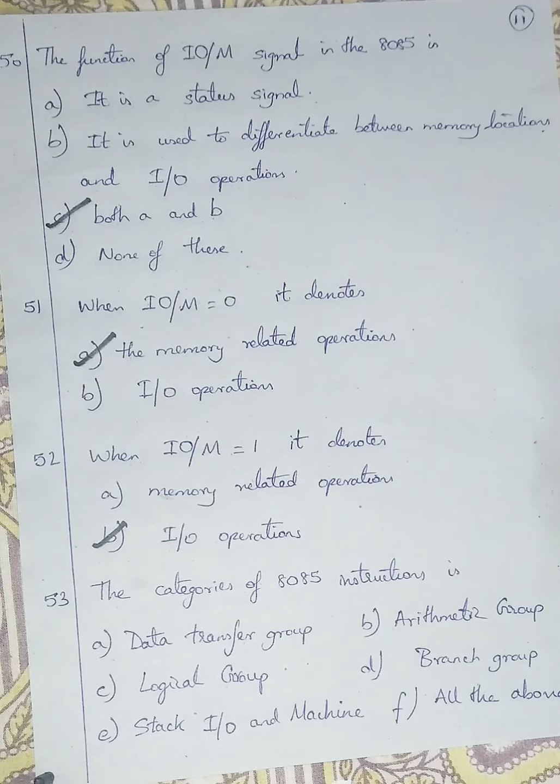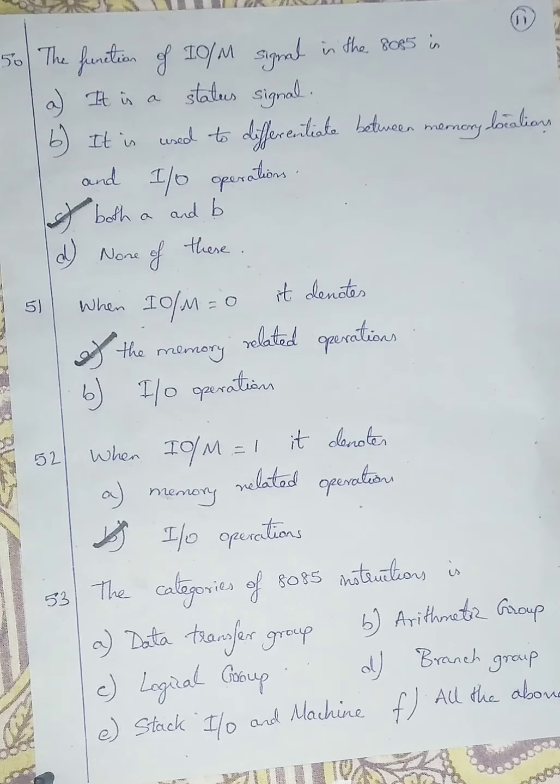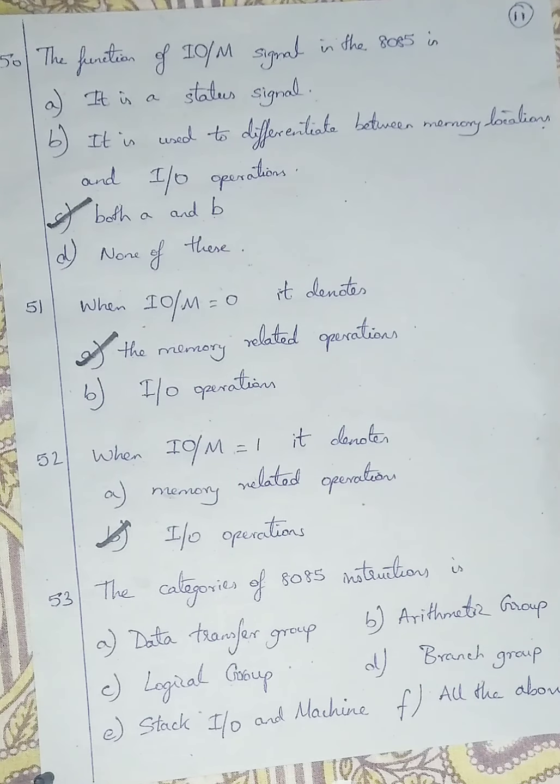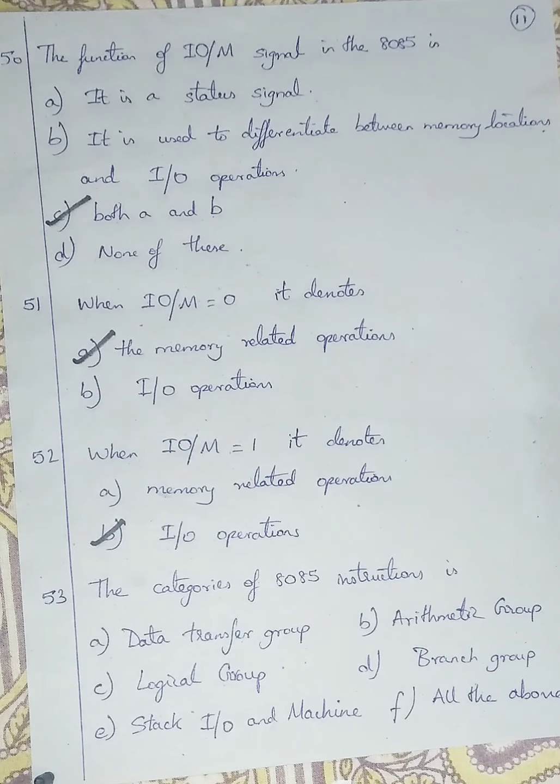Question number 53. The category of 8085 instructions is, option A data transfer group, option B arithmetic group, option C logic group, option D branch group, option E stack, input, output and machine group, option F all the above.